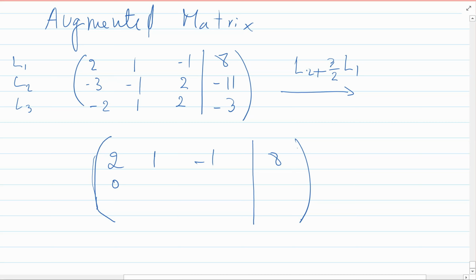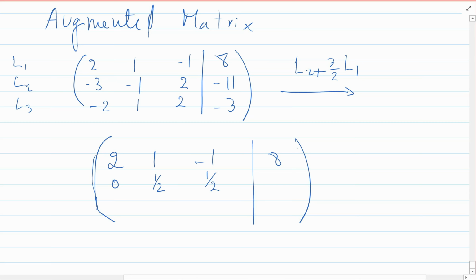So the next one will be what? Minus 1 plus 3 half, 1 half. So here you have to be careful about the algebra. 2 minus 3 half plus 1 half. And minus 11 plus 3 half times 8, that's 12. This will give me plus 12 minus 11, 1.